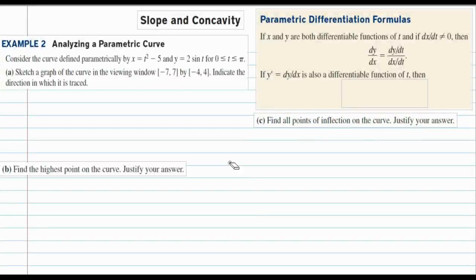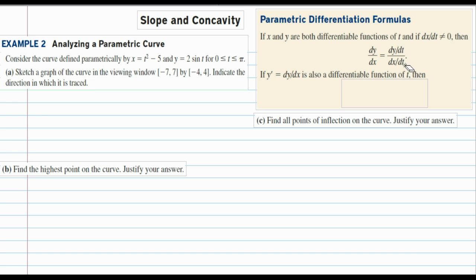This is the screencast for section 10.1, example 2, slope and concavity. So now here's where we dive into the derivative part of this. Well, we already know the first derivative of a parametric function back from section 3.6: dy/dx is going to be the derivative of y with respect to t divided by the derivative of x with respect to t, and that's because the dt's would simplify out if you multiplied by the reciprocal of the denominator here.